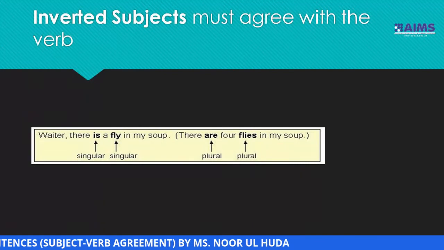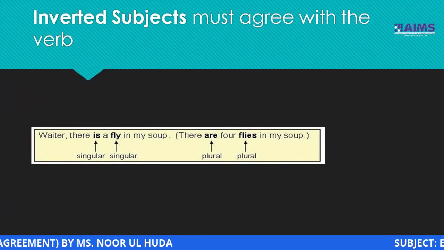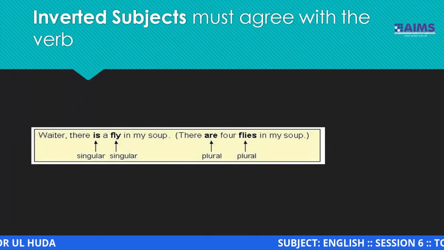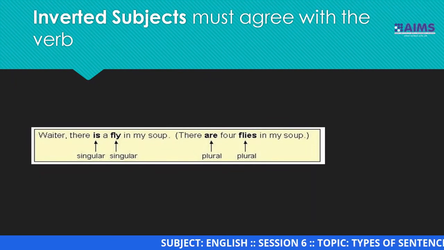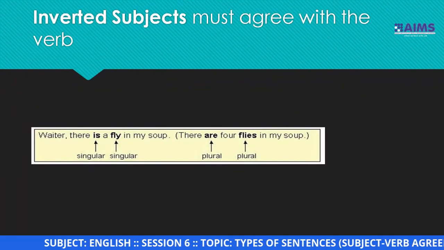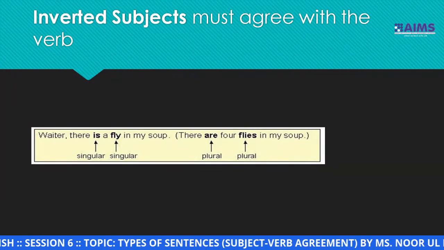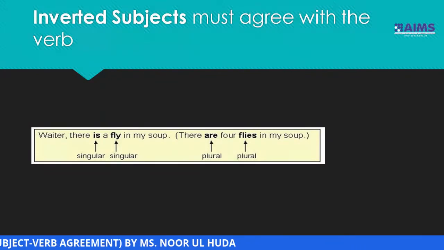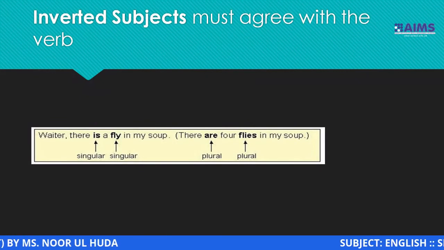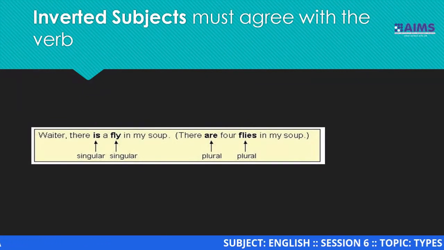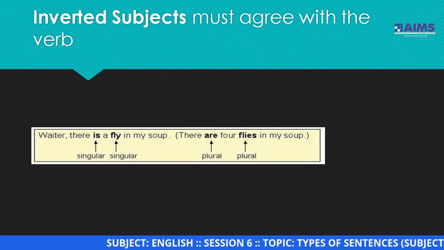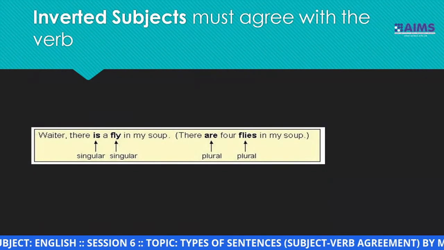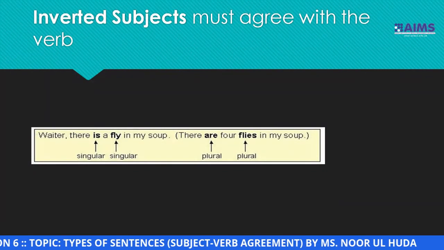Likewise, waiter, there is a fly. Now, is refers to fly, so we know that we are talking about one fly. If it were like there are few flies in my soup, so there are. Now, are agrees with flies, right? Not with there.